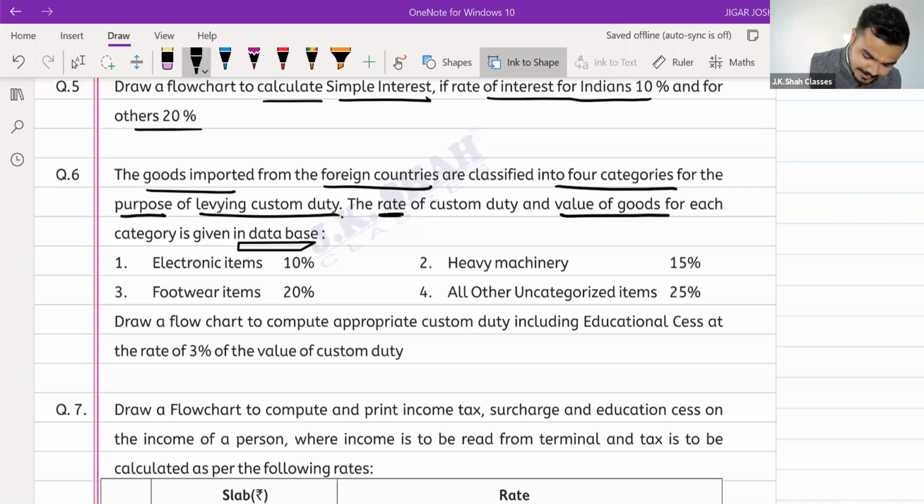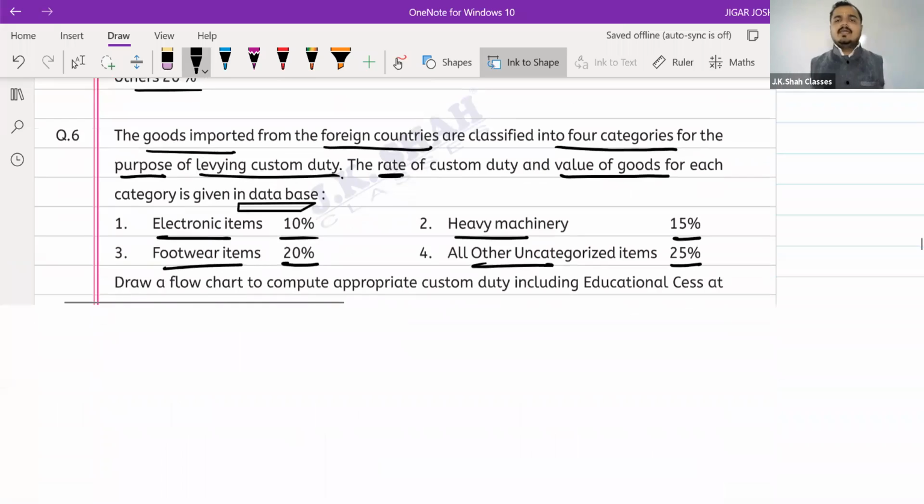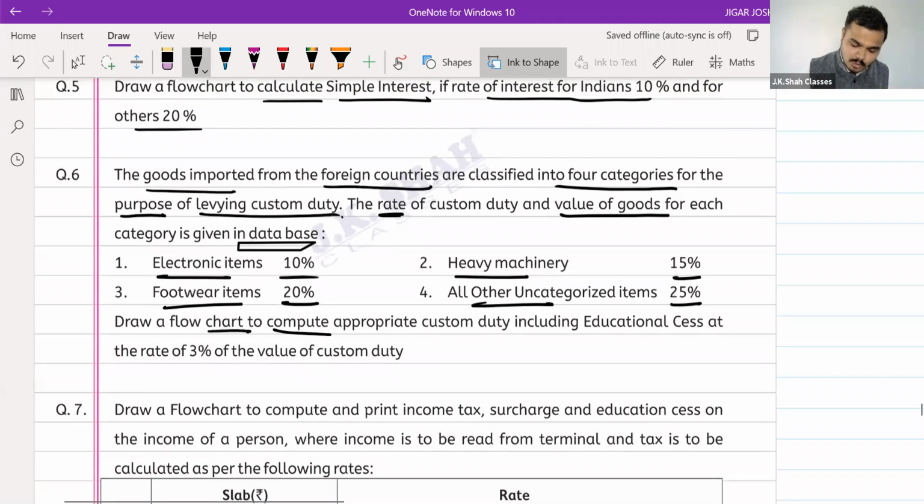Now, for electronic items 10%, for heavy machinery 15%, for footwear items 20%, and for all other categorized items, 25% custom duties will be charged. Now, draw the flowchart to compute. Compute means to calculate the appropriate custom duty. That means the net custom duty payable.